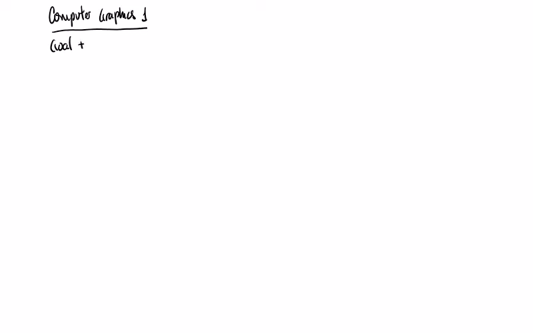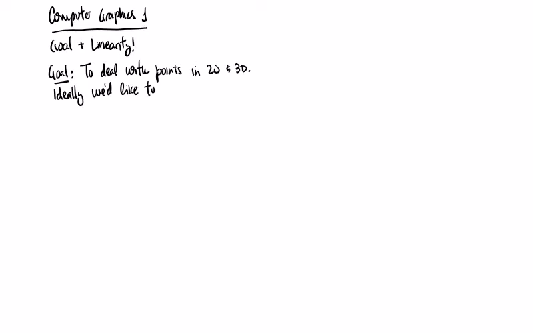I want to talk in this video a little bit about the goal of this chapter and about linearity. So first, the goal. What we want to learn how to do is deal with points in 2 and 3 dimensions, and a little bit more than that, of course. Ideally, this is what we'd like: we'd like to represent points by vectors. That's easy. And operations on points, this is the tricky bit, by matrix multiplication.